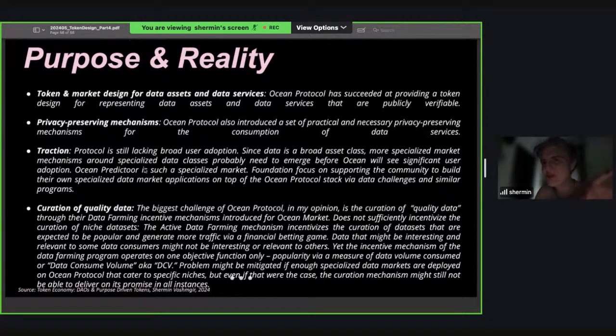resolved, neither in Web 2 nor in Web 3. So it's not necessarily an Ocean Protocol challenge only, right? It is a general challenge because when curation is subjective, it is really hard to objectify with one mechanism. And this is the biggest challenge, I guess.